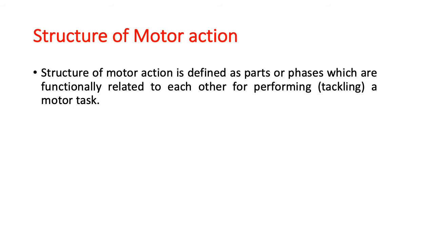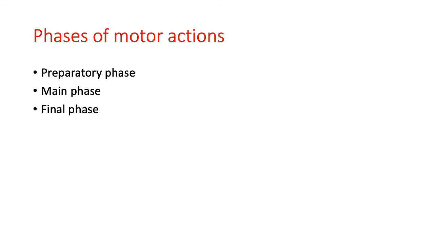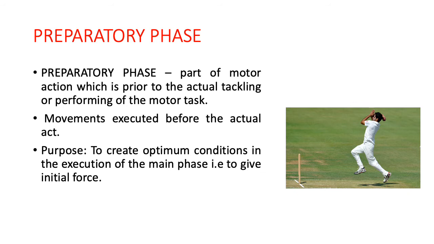Here I am just saying the phases, but in actual there are three phases. So these are the three phases of each motor action: preparatory phase, main phase, and final phase. So this is the first half of your movie, this is the main, and this is the climax. I hope now you'll remember that. Preparatory phase, main phase, and final phase. Okay. Now what is preparatory phase?